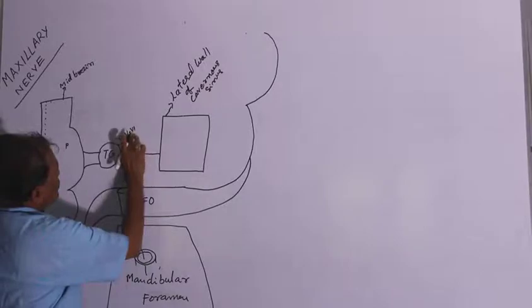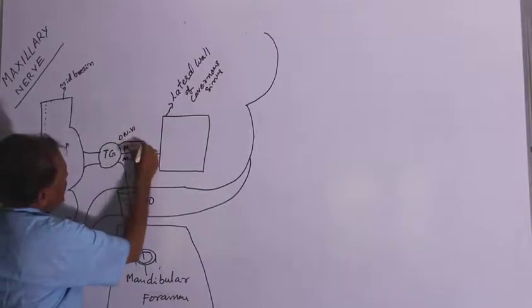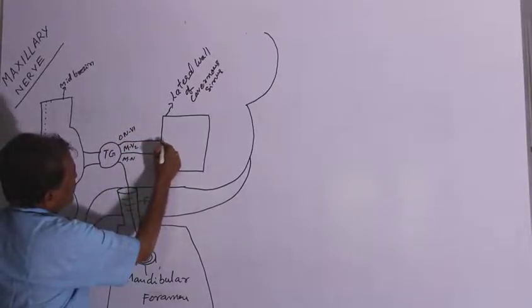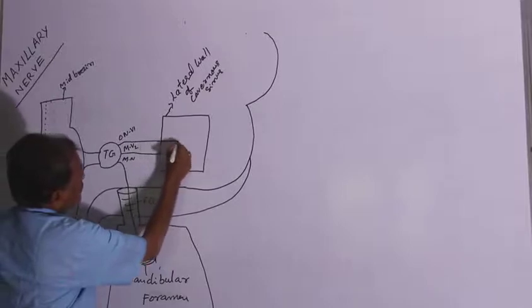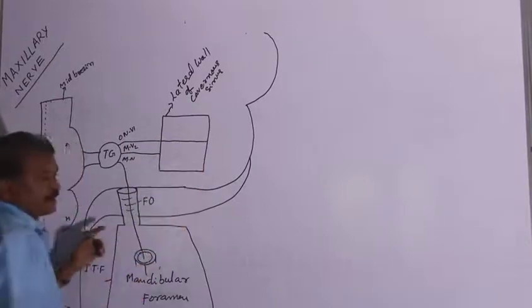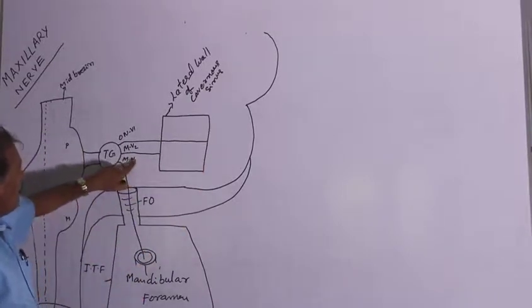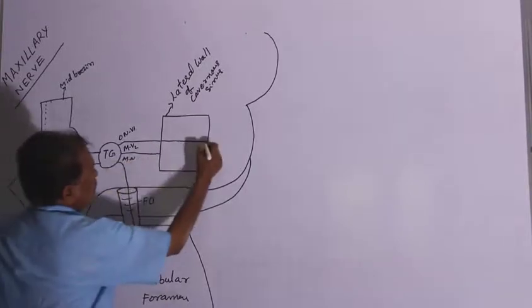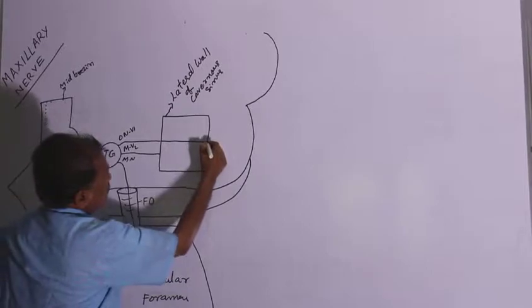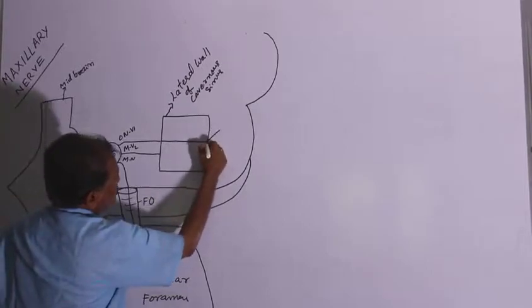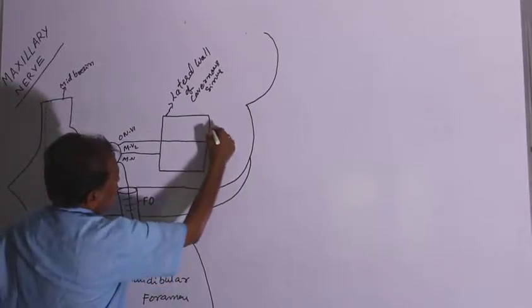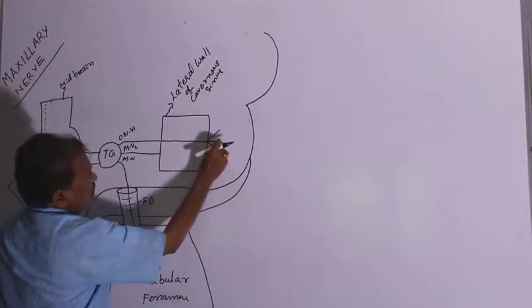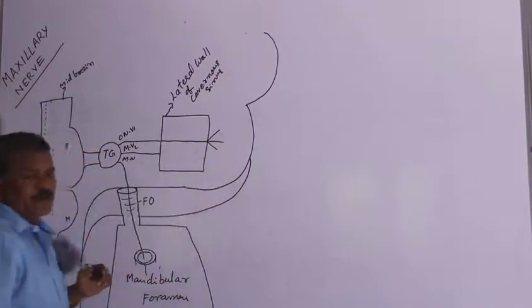Along with this, the ophthalmic nerve also runs along the lateral wall of the cavernous sinus, but it is superior to the maxillary nerve. When it reaches the anterior border, it divides into three branches: nasociliary, frontal and lacrimal branches.